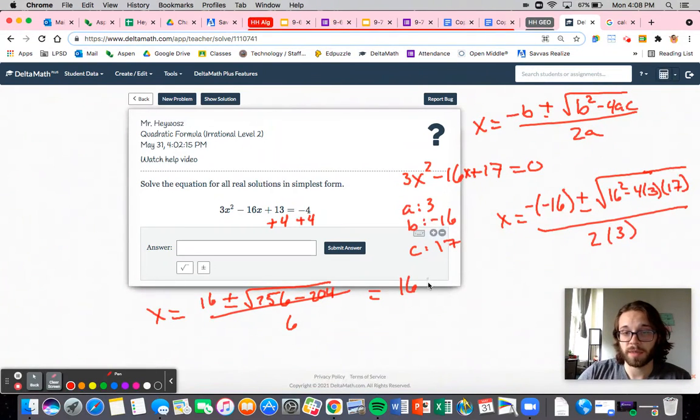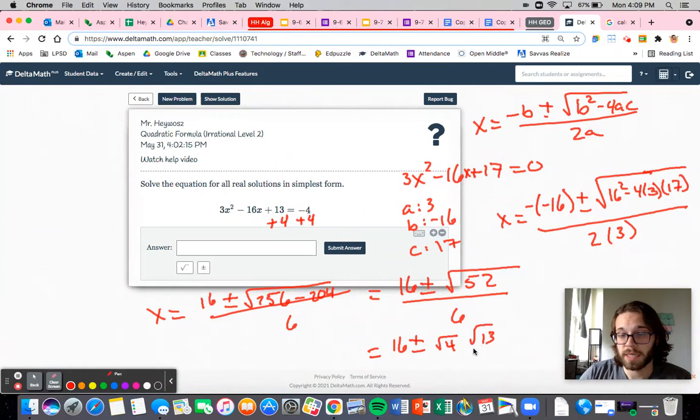So that means I have 16 plus or minus the square root of 52 over 6. Well, what is 52 equal to? Well, 52 divided by 4 is 13, so I can break that up, right? This is going to be 16 plus or minus square root of 4, square root of 13 over 6, which is equal to 16 plus or minus 2 root 13 over 6.